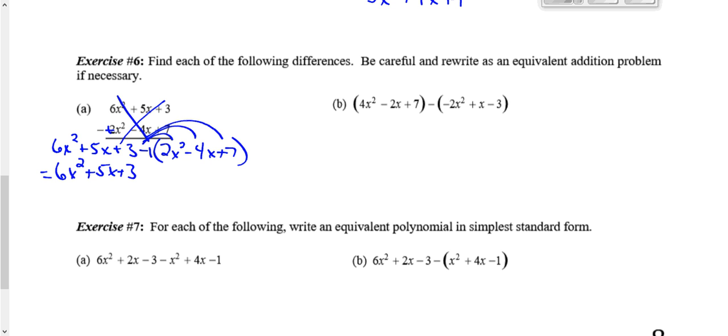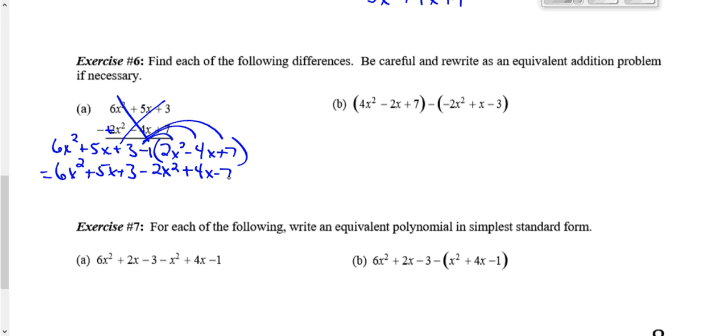What do we get? Plus 2x squared. Nope. Minus 2x squared plus 4x minus 7. Okay? If you're going to subtract, make sure that you use parentheses and distribute the negative. Everybody's got that, right? Okay.